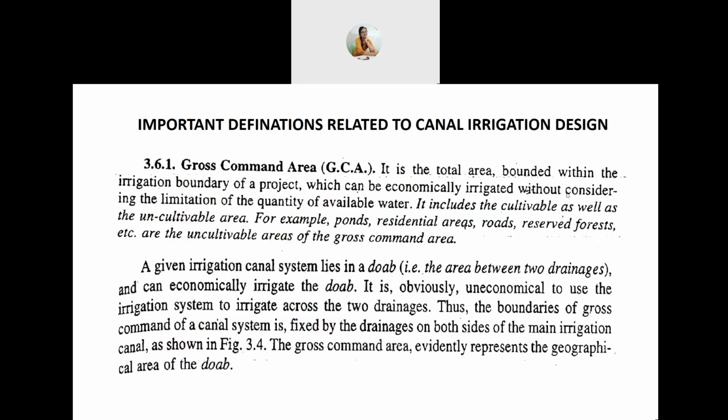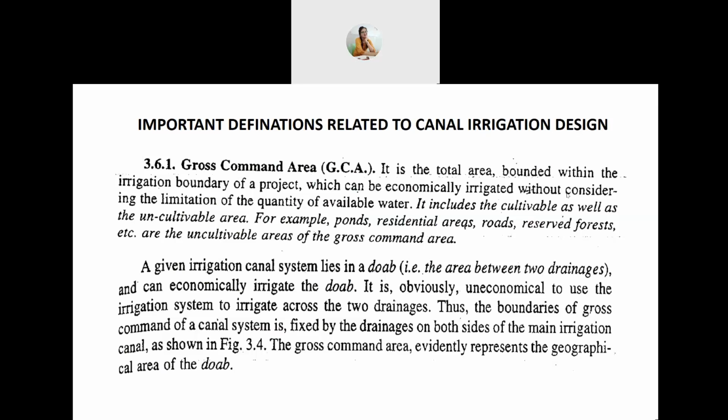Next, these are the important definitions related to canal irrigation design, which we'll do in our next classes. But right now, I'm giving you few definitions. There are more, which I'll continue in our next class. As for now, we'll start. First one is gross command area, GCA. So what is gross command area?